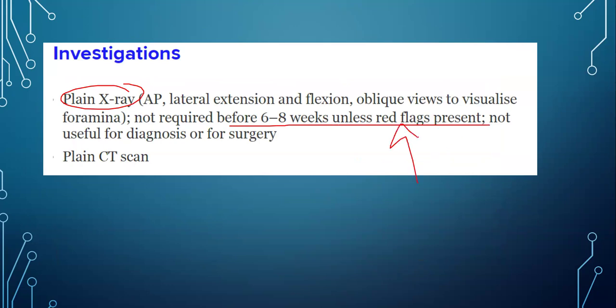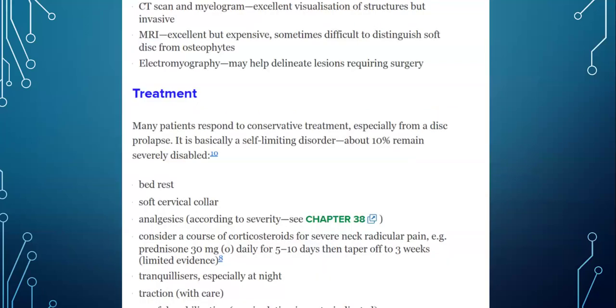Now, that is what I want you guys to understand: if there is no red flag, even if the patient has a bit of tingling or numbness, they don't need an emergency X-ray or CT. Unless the patient has progressive numbness, progressive weakness, severe night pain or any other red flags, you don't need to send the patient for imaging even before 6 to 8 weeks. Okay? So even for radicular pain, the best investigation would be MRI, especially for a radiculopathy.